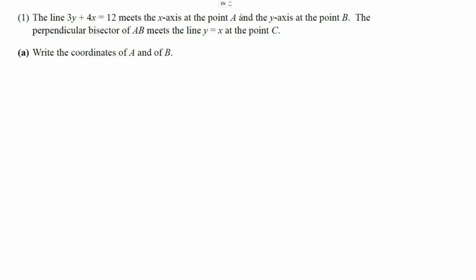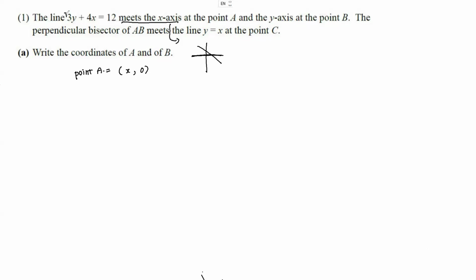Okay, so for A, we know that the line 3y + 4x = 12 meets the x-axis at point A. So for point A, we know that the coordinate of y would be 0, because meeting the x-axis technically means it meets at the x-intercept. As you can see, it's somewhere here, so the y is 0.